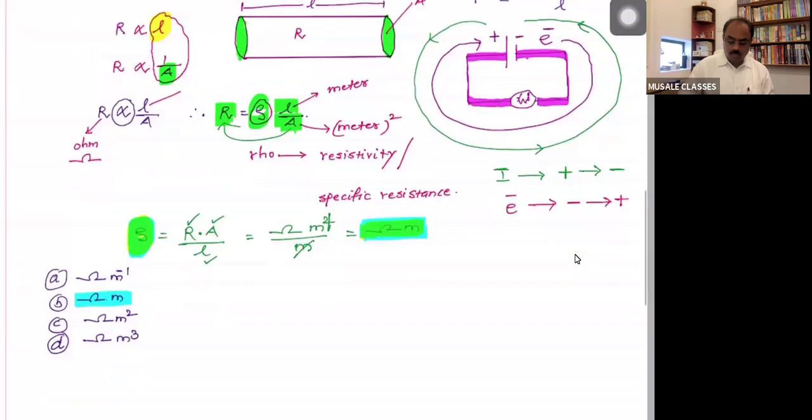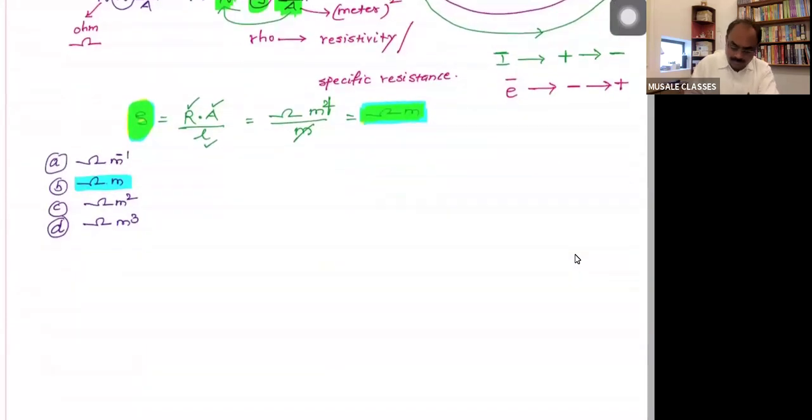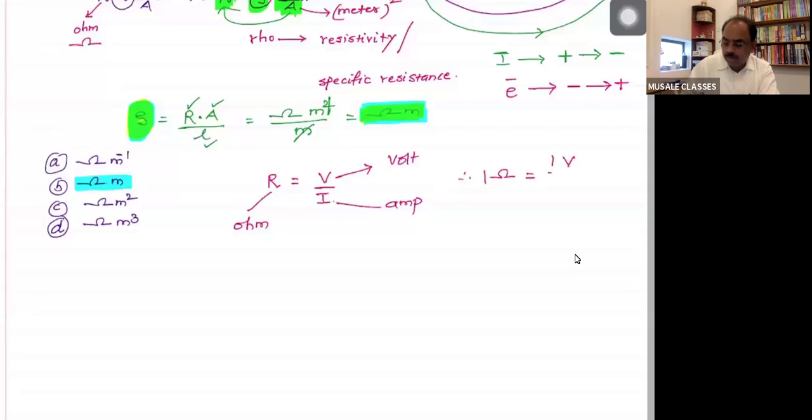Now, when I told you about resistance, it is given by V upon I, and I also told you this is measured in volt, this is measured in ampere, and this is measured in ohm. So therefore 1 ohm is 1 volt per ampere. Now they can ask you an objective question. येथे कसा objective question तुम्हाला विचारला जाऊ शकतो?